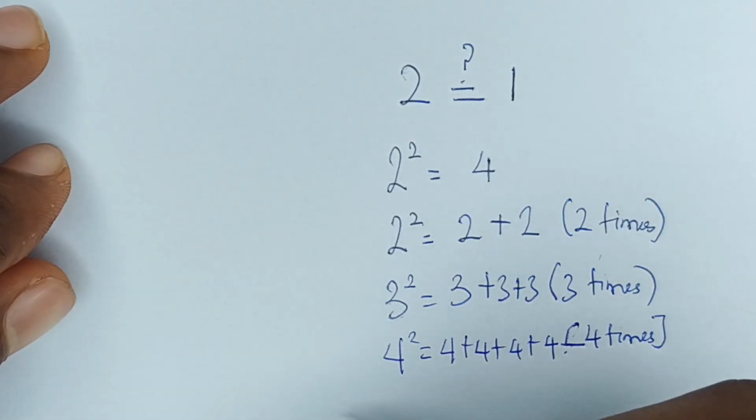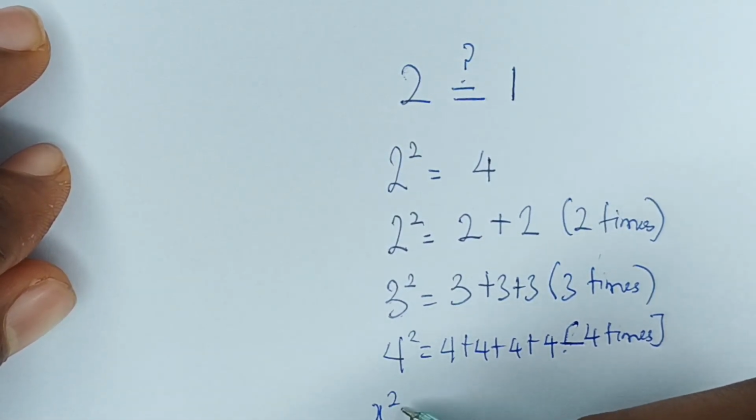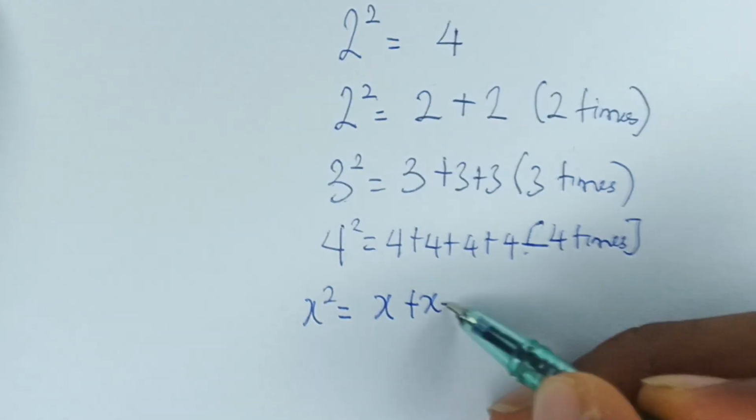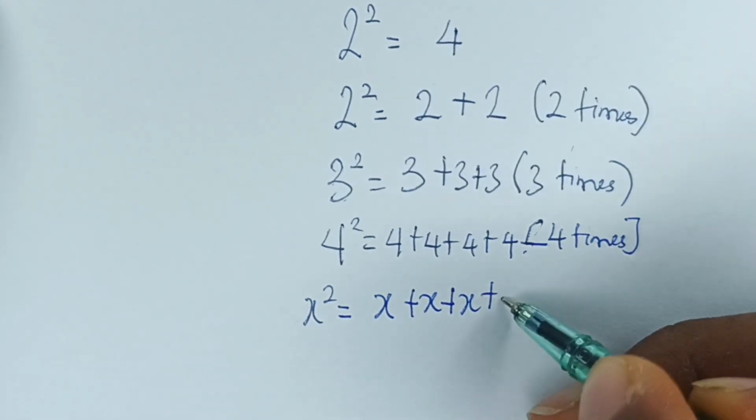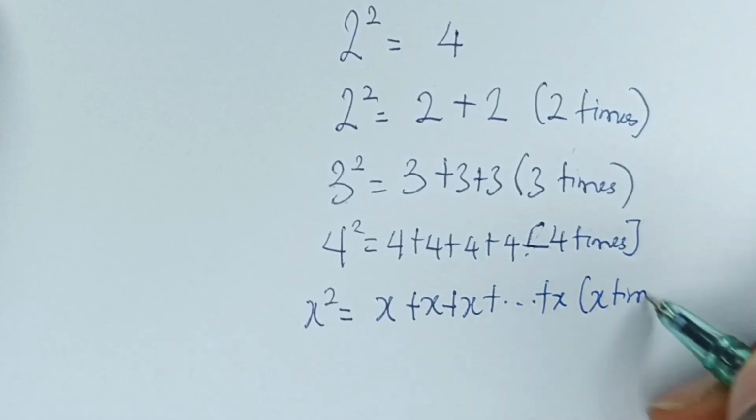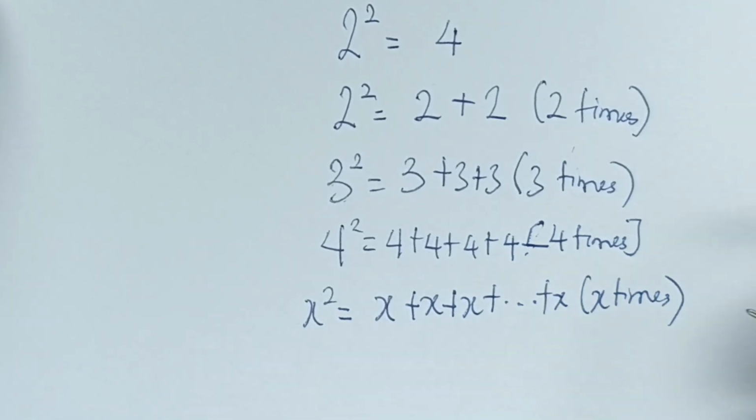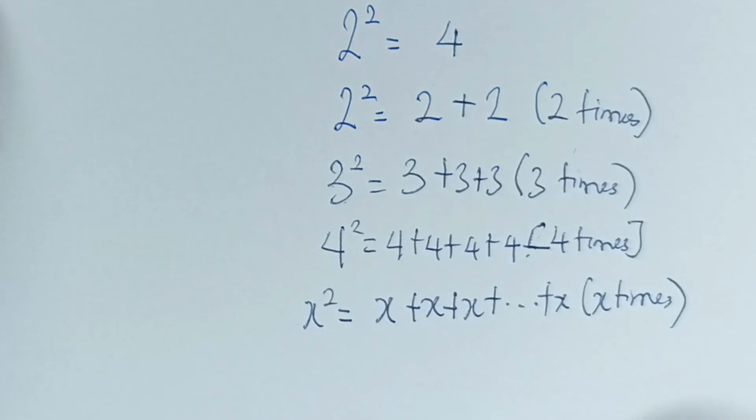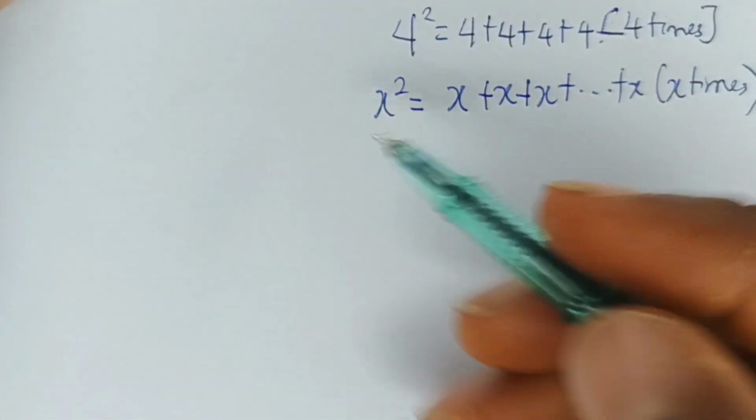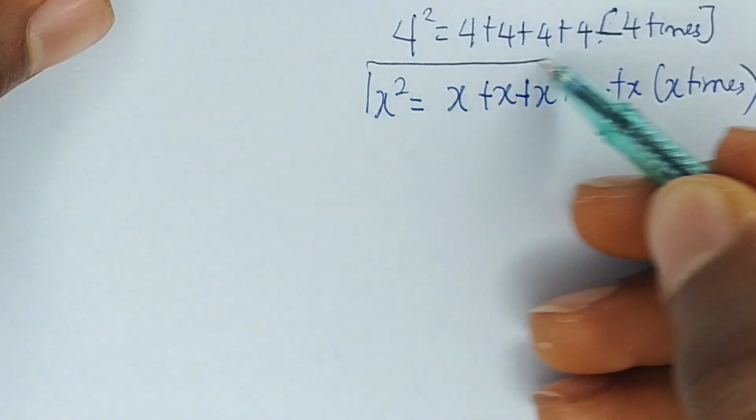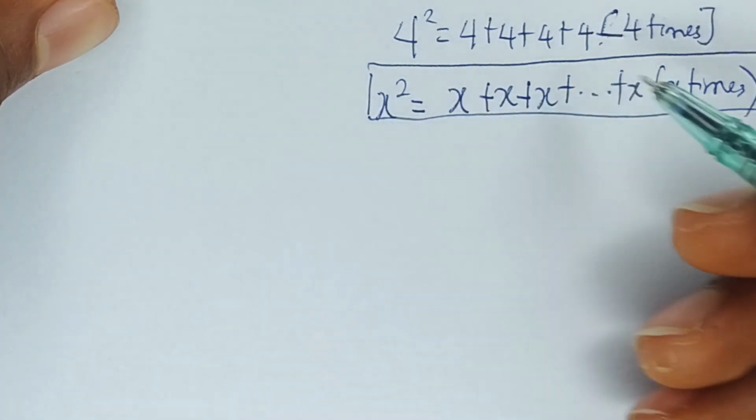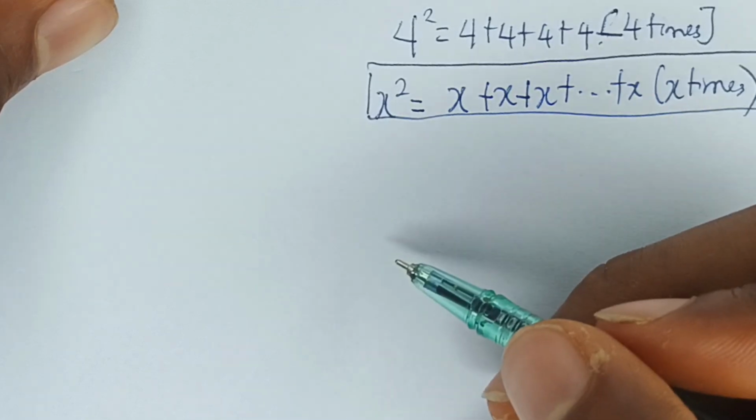So in conclusion, we can see that x squared could be equal to x plus x plus x plus dot dot dot plus x, and this is happening x times. Is it making sense? Now moving further, from this equation, this is our basis for solving this.